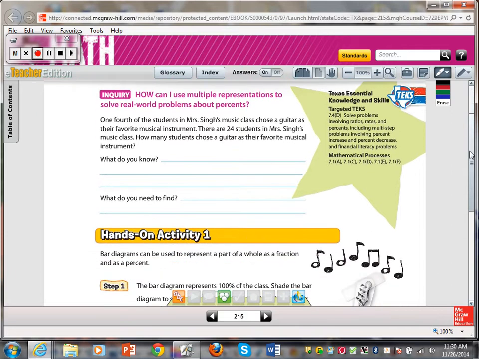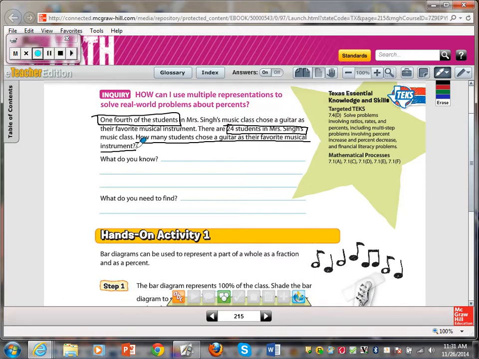Percent diagrams. How can I use multiple representations to solve real-world problems about percents? 1/4 of the students in Ms. Singh's music class chose a guitar as their favorite musical instrument. There are 24 students in Ms. Singh's music class. How many students chose a guitar as their favorite musical instrument? Well, remember that we always have to focus on our quantities here. There are 24 students in Ms. Singh's class. And then underline the actual question. This is what they want us to know.